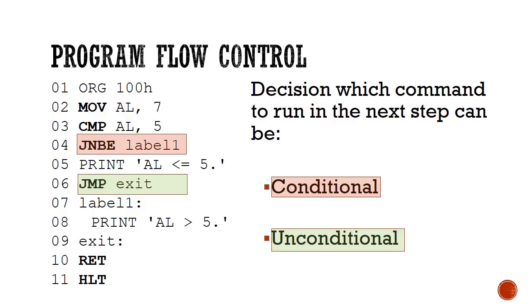And a decision itself can be conditional or unconditional. Unconditional means that control must be delegated to a command that is not the sequentially following command but is described elsewhere in the program code. Conditional means that the decision about which command to execute in the next step is made based on the results of a given condition or data analysis.